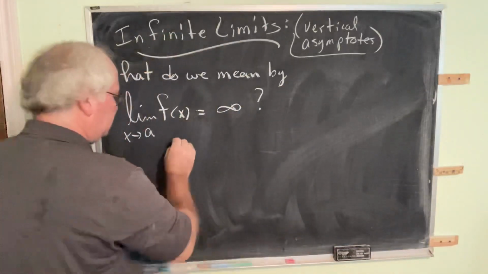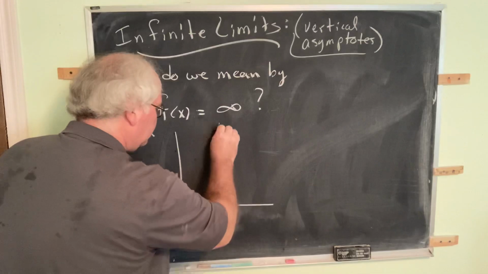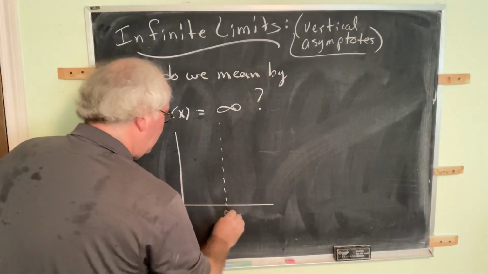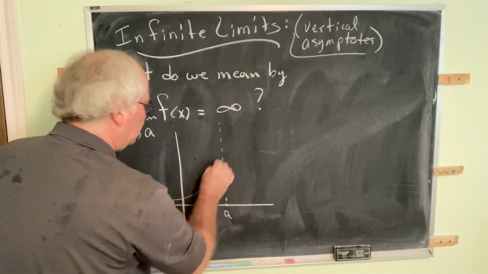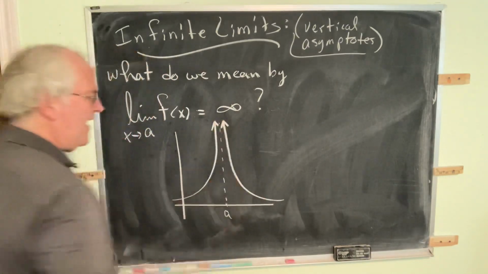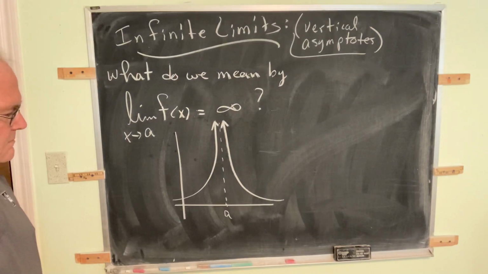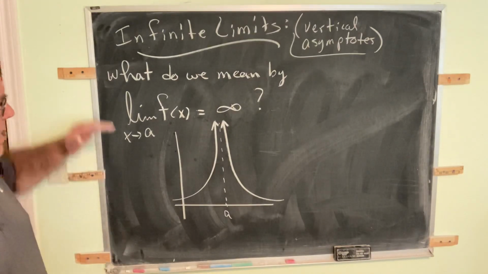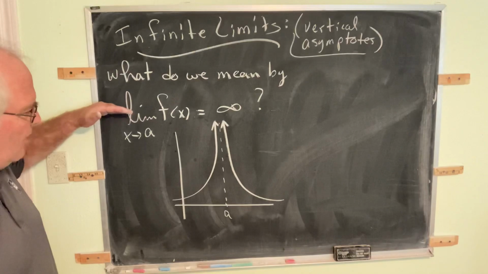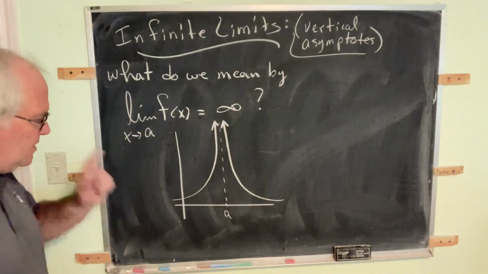Consider this function. Consider a function that has a vertical asymptote at A in this fashion. Now, what do we mean when we write this expression? Well, a couple things. First off, this.